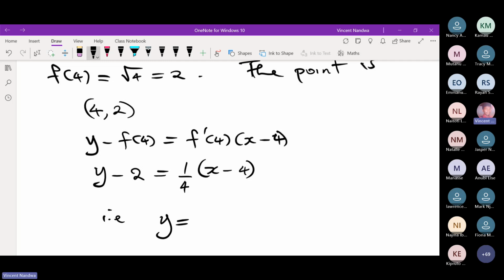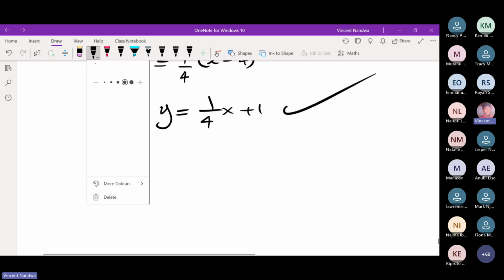When you open brackets and rearrange terms, we'll have y equals 1 over 4 x plus 1. So this will be the answer to that problem.